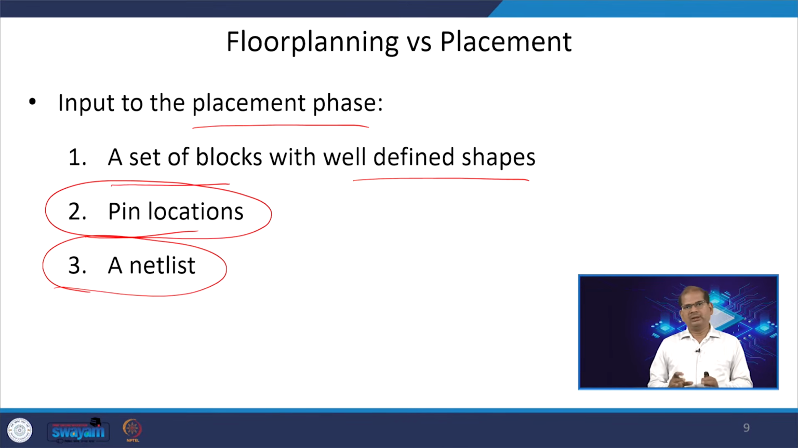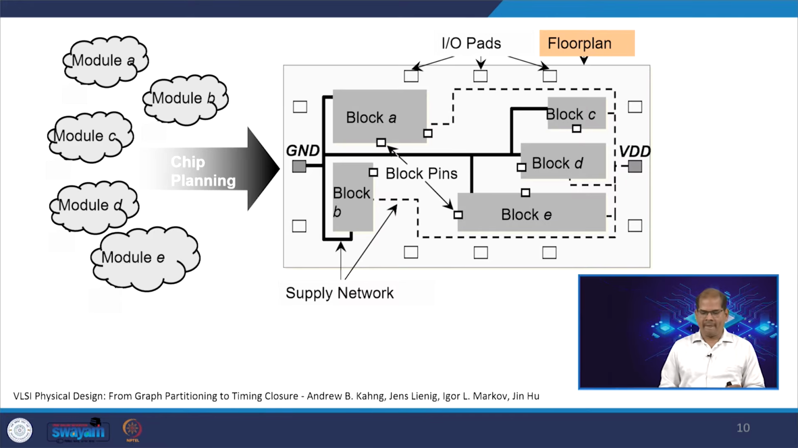So, we have fewer inputs in case of placement, and more inputs in case of floor planning. And one more difference is that the output of floor planning is going as input to the placement stage. The output of your floor planning stage, which defines the shape of your block, is going as input to your placement problem. So, let us look into this diagram.